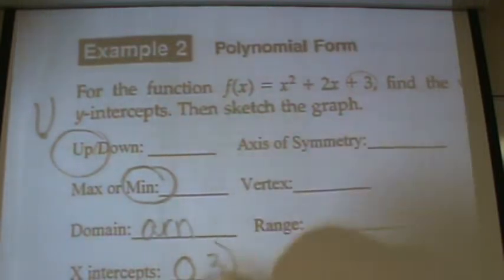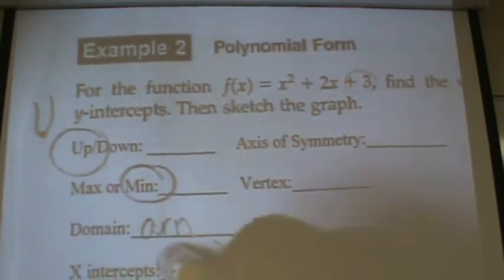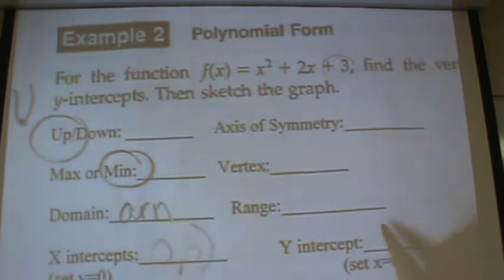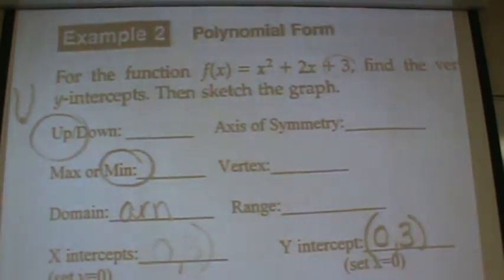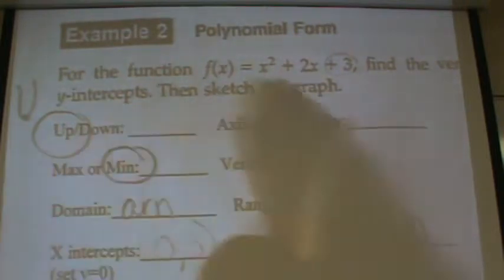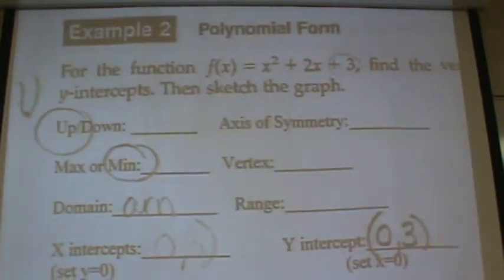I'm sorry, I'm in the wrong spot. Yeah, 0, 3, right here. Y-intercept. So that's all we know so far. Everything else has to be mathematically computed.